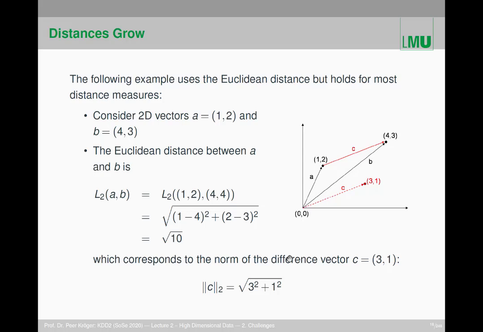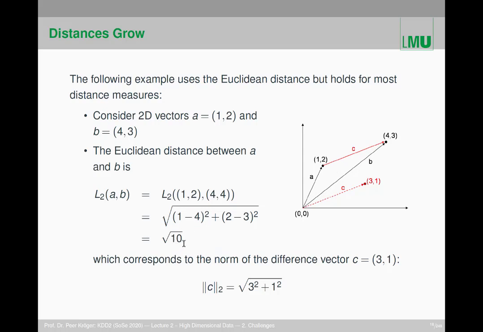Okay, so what is it all about? Well, let's explore this example here. We use the Euclidean distance, but all that we discuss here also holds for most other distance measures. So consider two-dimensional vectors A and B. A is here, B is here. The Euclidean distance between A and B is the C here, which can be computed like this.